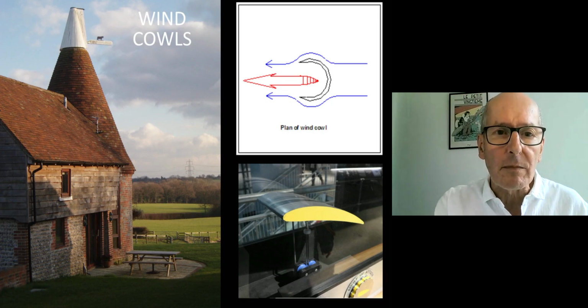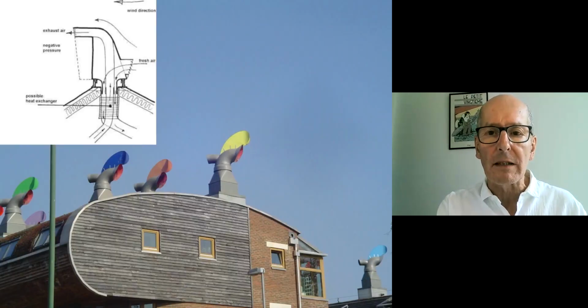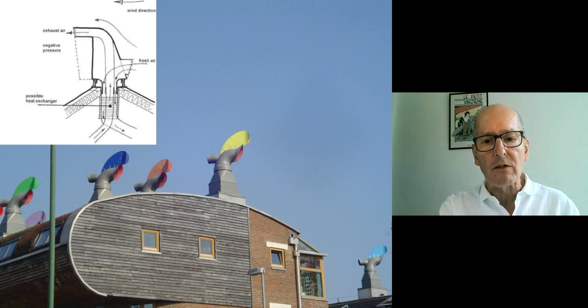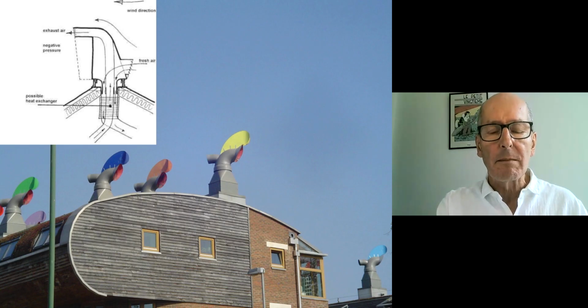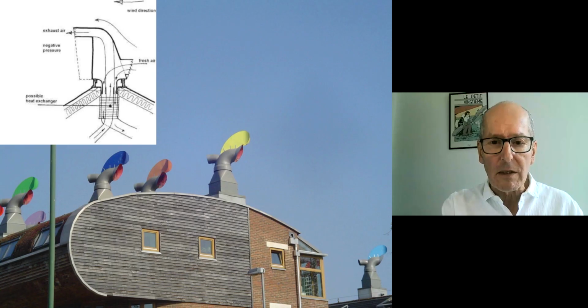And of course, these cowls particularly can find the prevailing wind. They can move on plan, and here are some designed by Bill Dunster for the Beddington development in South London, one of the early low carbon, zero emission developments in England.